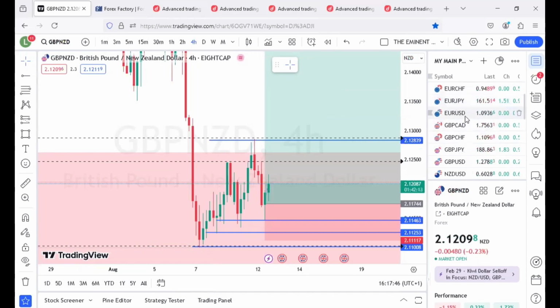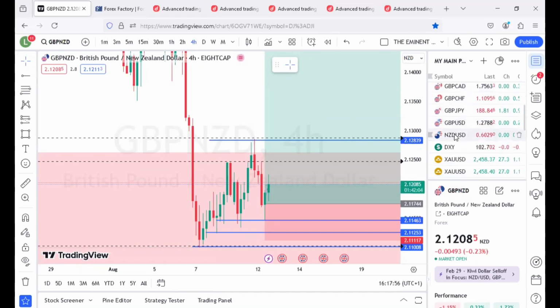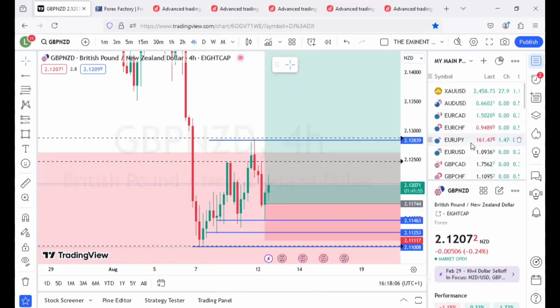This is a live chart for me to explain properly to you. For you to buy GBP, you need 1.75 CAD, which is Canadian dollars. Like that. For you to buy New Zealand dollars, you need 0.6029 US dollars. Hope this is very clear.